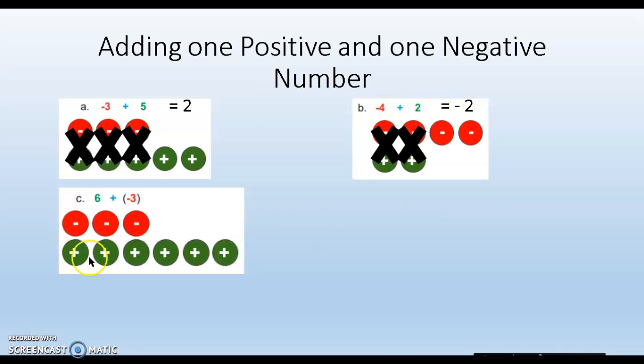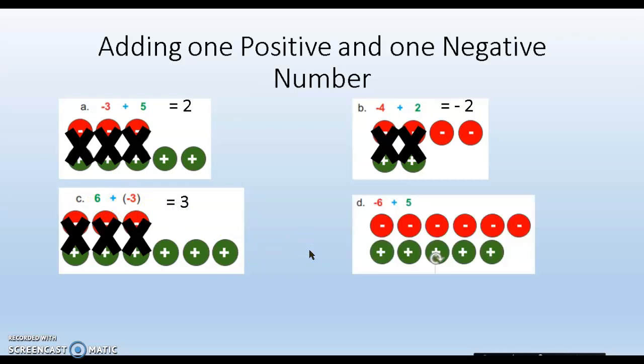Let's look at this one. 6 positives plus 3 negatives. Well, that's a 0 set, that's a 0 set, that's a 0 set. What do we have left? 3 positives. So 6 positives plus 3 negatives equals a positive 3. Let's look at this one. We have 6 negatives and we have 5 positives. Well, those are 0 sets. What do we have left? We have 1 negative left. So negative 6 plus 5 would be negative 1.